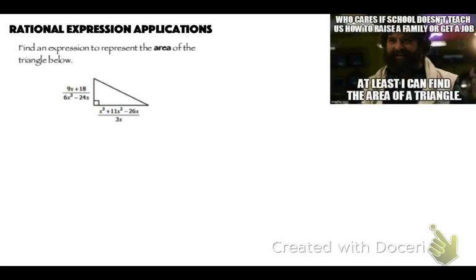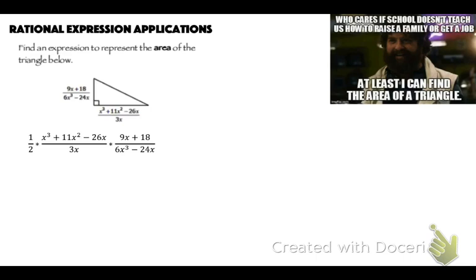Okay. Anyways, so area is 1/2 base times height. So we have 1/2 times the base, which is x cubed plus 11x squared minus 26x over 3x, times 9x plus 18 over 6x cubed minus 24x.